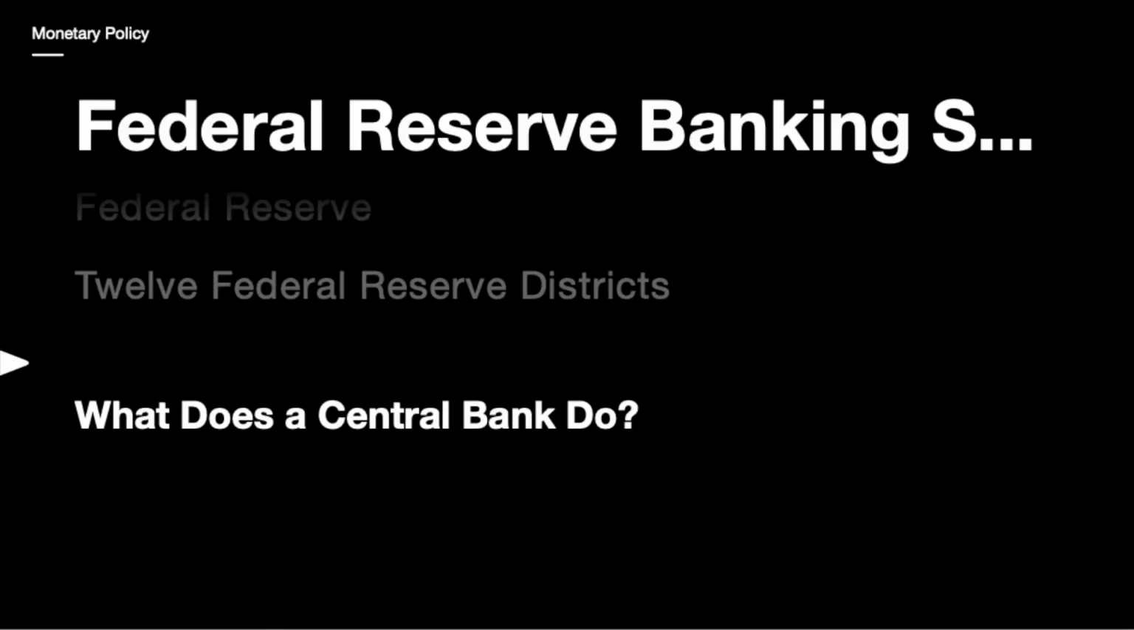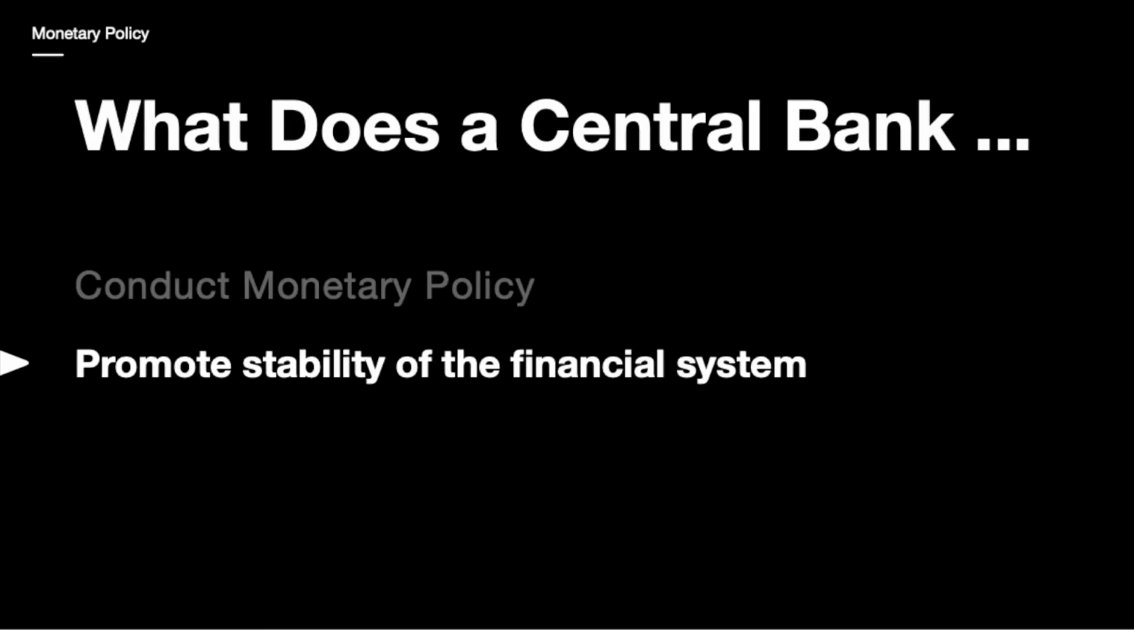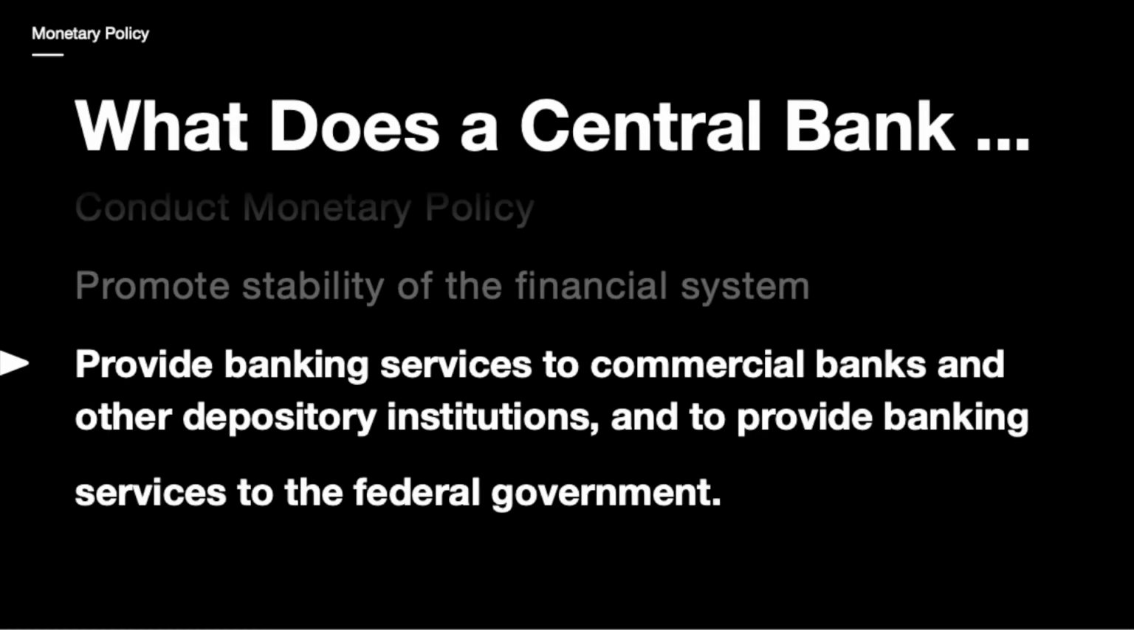What does a central bank do? The Federal Reserve is designed to perform 3 important functions. 1, to conduct monetary policy. 2, to promote stability of the financial system. 3, to provide banking services to commercial banks and other depository institutions, and to provide banking services to the federal government.